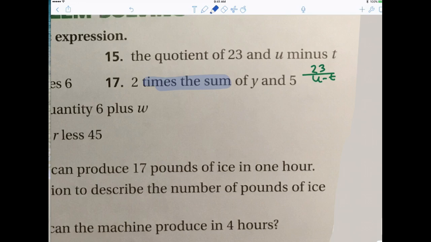Now go ahead, let her finish out. Now try to tell me the answer. So it would be 2, parentheses, y plus 5. You are awesome. That was really good, girl. That was really good. Really, really good.